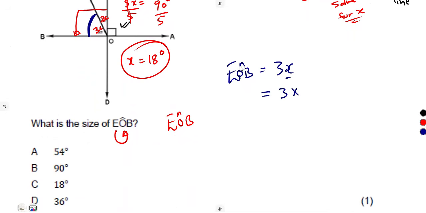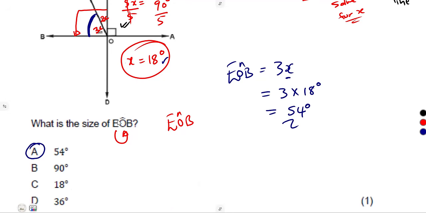So that's 3 times our x, which is what? 18 degrees. So multiplying this is going to give us 54 degrees. Okay, so the best answer, 54, is A. So don't be tempted there on C. C is not the correct answer. That is the value of x.